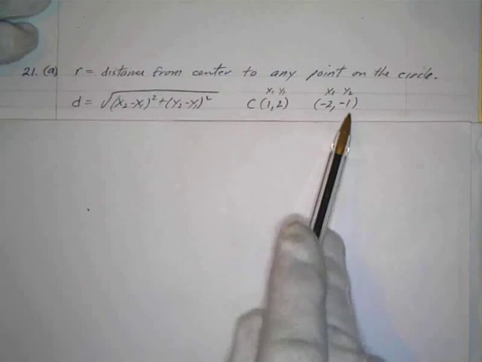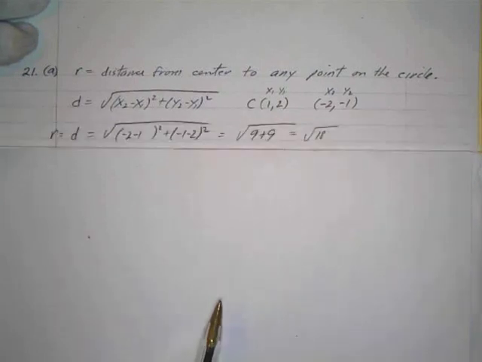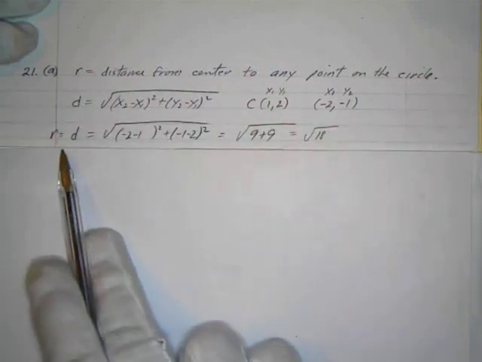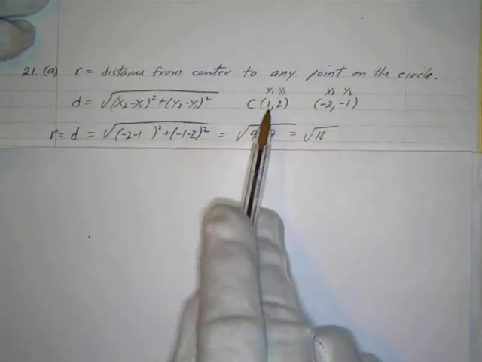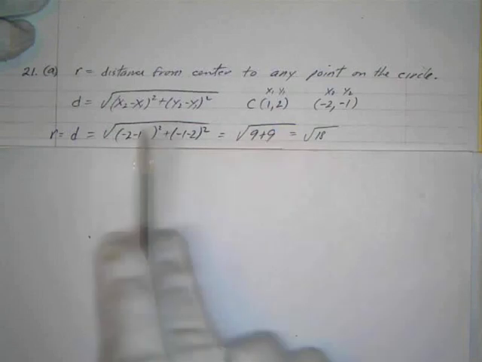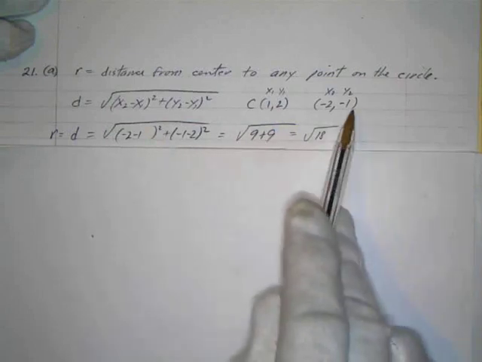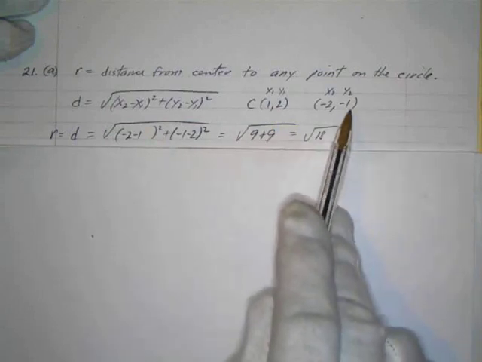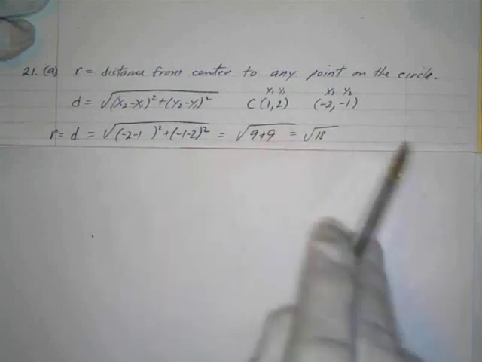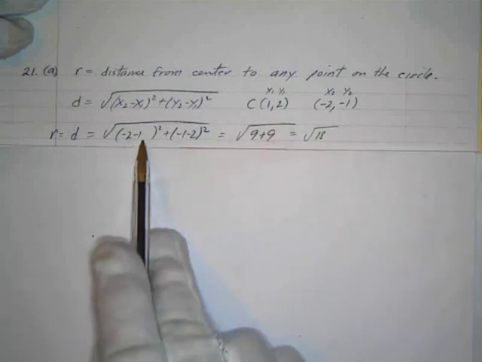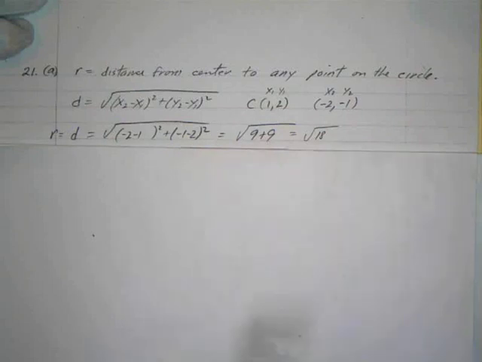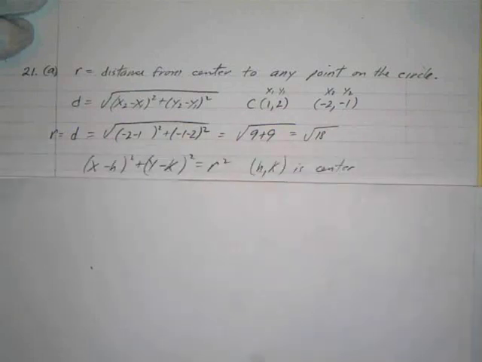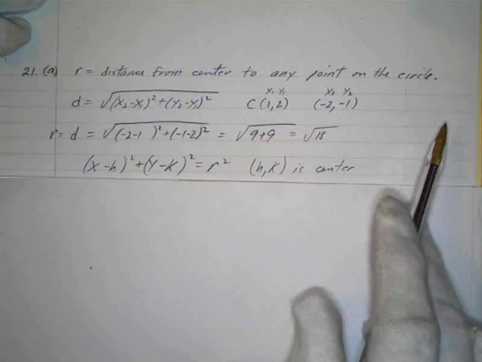This is the center, and this is my point on the circle. And then r, which equals d, and then we just substitute in. x2 minus x1 is -2 minus 1, squared, and y2 minus y1 is -1 minus 2, squared. And that just becomes (-3) squared, which is 9, and (-3) squared, which is 9, so the square root of 18. We could simplify that a little bit, but we can leave it like this because we just want to find the equation of the circle.